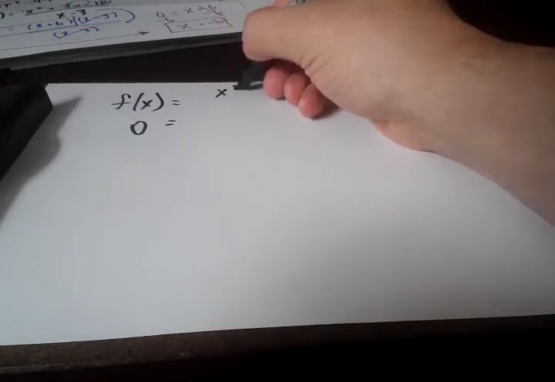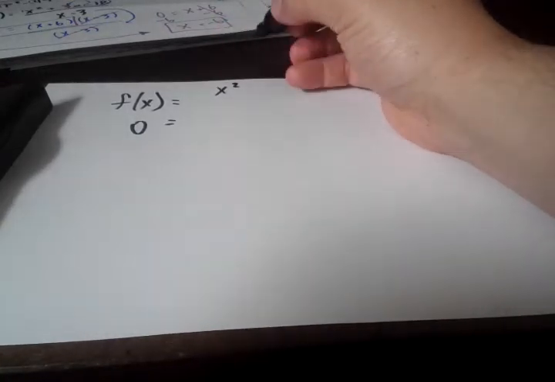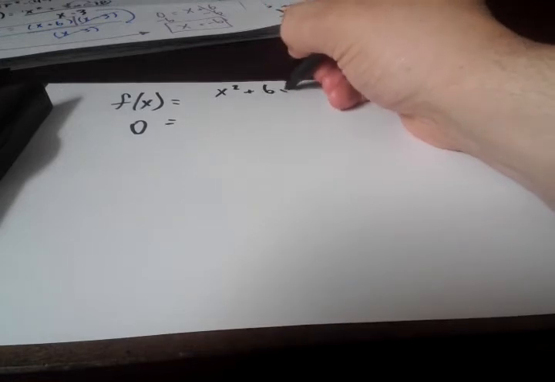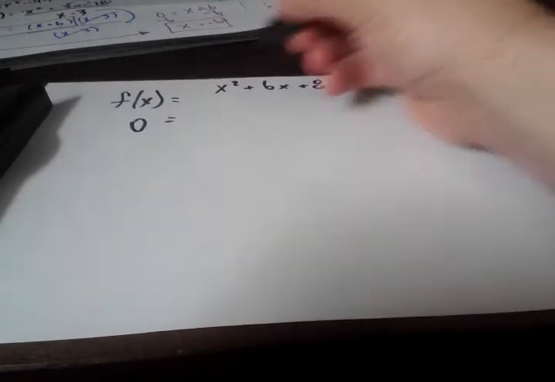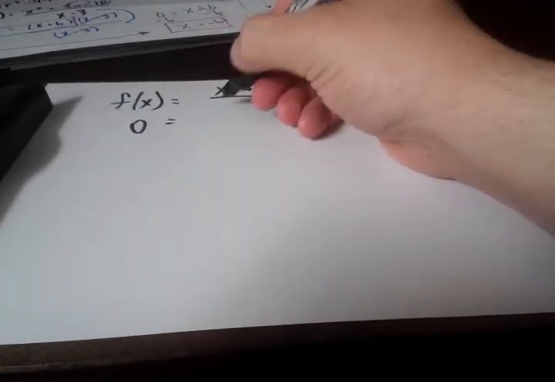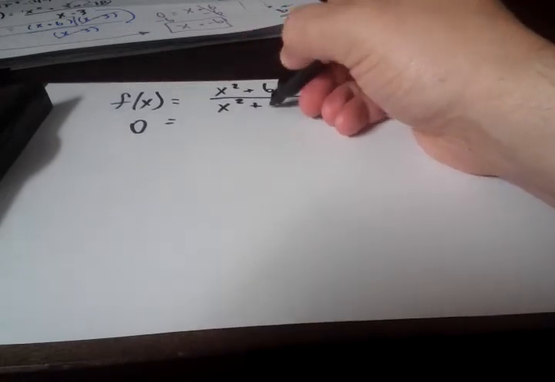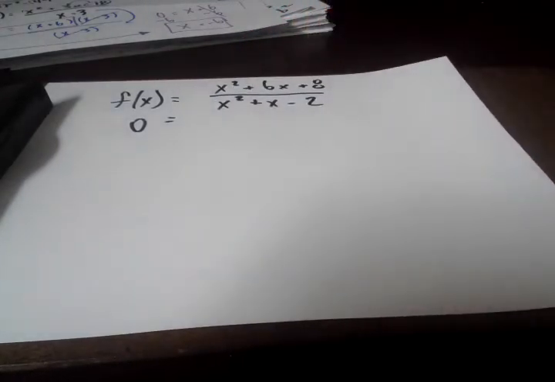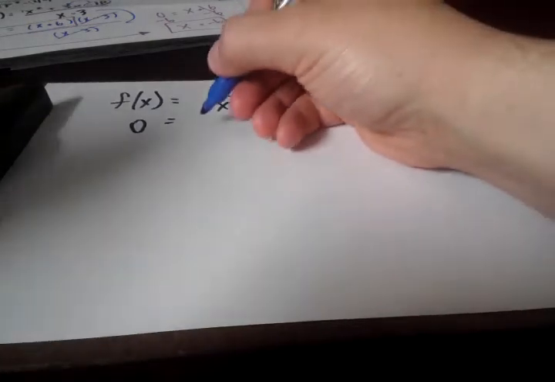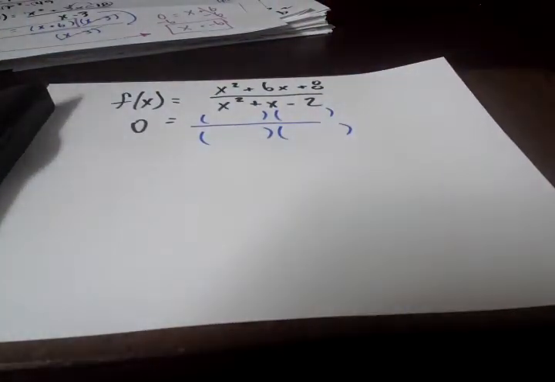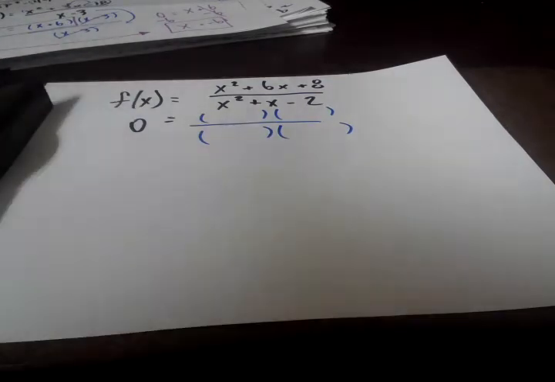So I have x squared plus 6x plus 8. It's going to go over x squared plus x minus 2. Remember, we're going to factor the top and the bottom. Okay, I'm going to put my parentheses here and here. And then see what we can cancel. Let's hope some things cancel out for us.